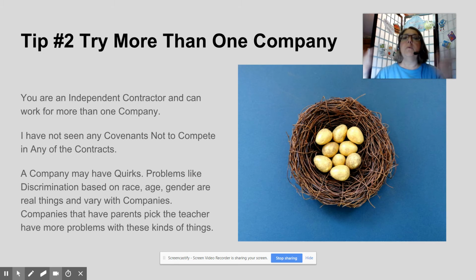Pick more than one company, and you'll find out if your particular look is going to be popular, and whether you'll have bookings or not. I'm an older person, and I found that can be a problem sometimes. I also found out that in China, female teachers are actually forced into retirement at my age. So that is a particular problem for me.